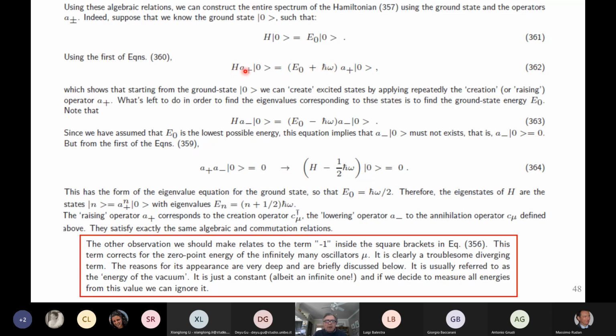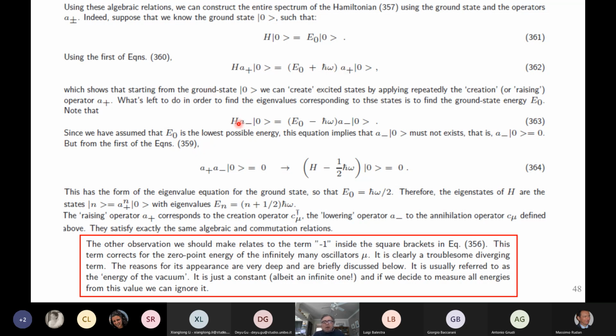And I can keep doing this. If I now consider the state A plus squared applied to 0, I will get a 2 over here. So I can generate the entire set of eigenvalues and eigenvectors of my Hamiltonian by applying repeatedly the operator A plus. And this operator is called the ladder operator. It's like climbing a ladder, and this is the operator which makes the climb up one step. So it's called the raising operator. It raises the eigenvalue by h bar omega.